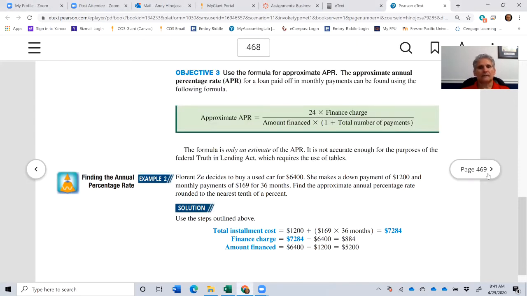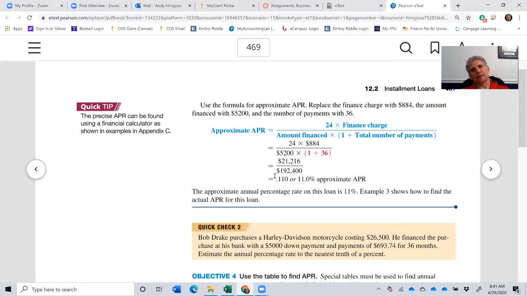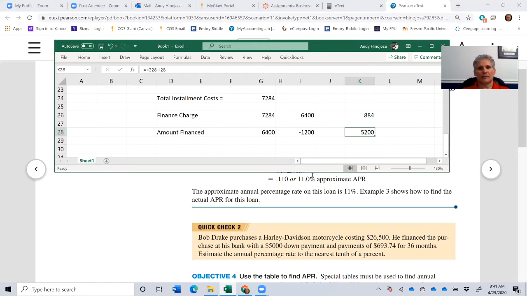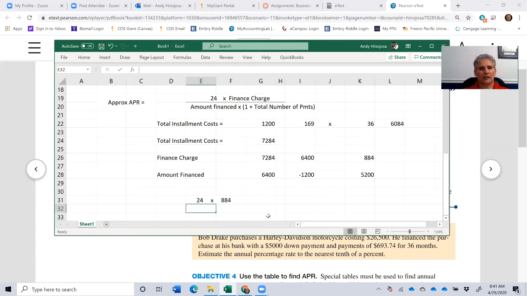Now, once we have that, I think we have the information we need to actually do the computations for the APR. Yeah, we do. So if I write this out first, we're going to do 24 times the finance charge. Do we come up with the finance charge? Yep, 884. And that's going to be divided by the amount financed, which is $5,200, times 1 plus 36, which is the total number of payments.